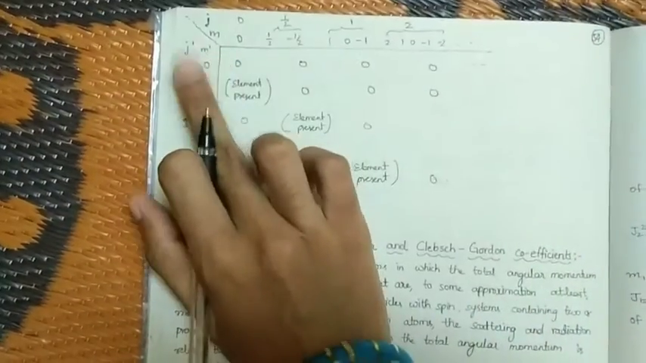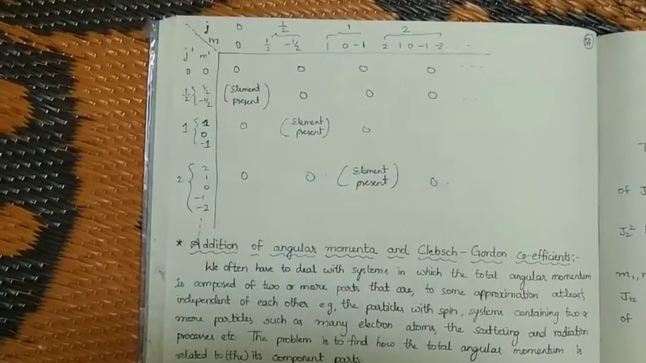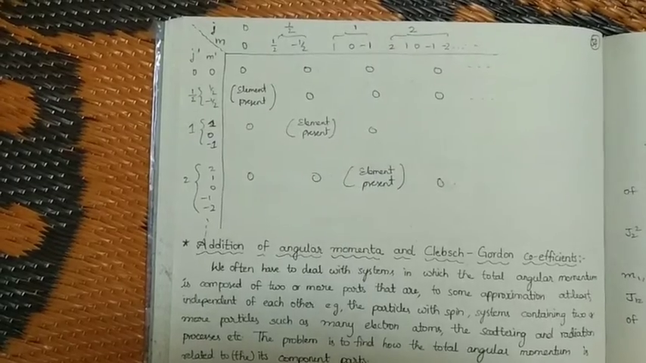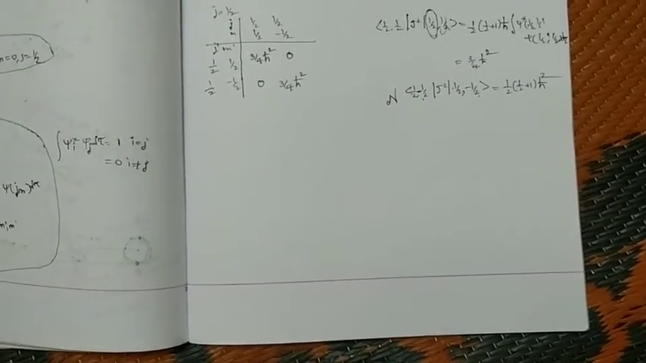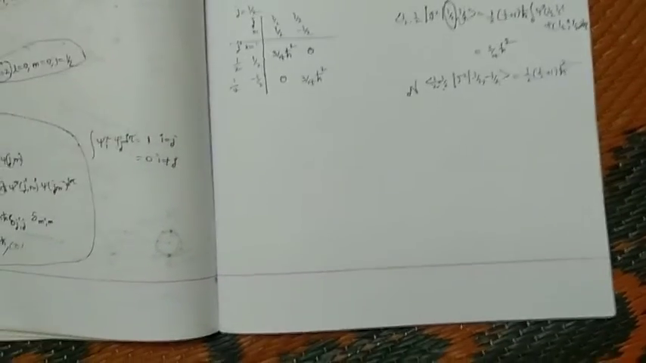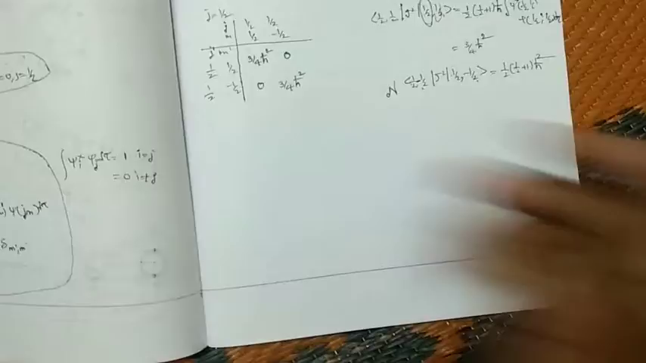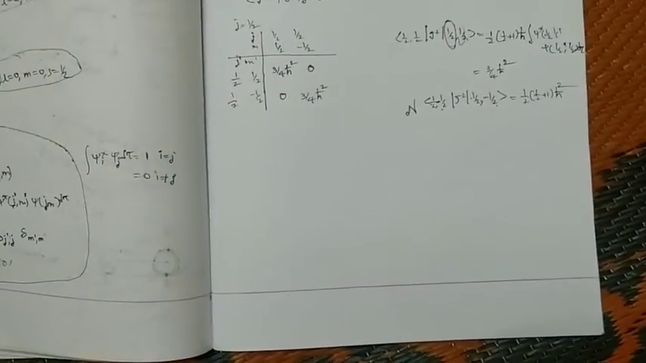Here also the same, j dash m dash. That is nothing but the matrix element form. So now let us derive the J plus matrix element for the j value equal to 1. For j equal to 1, we are going to derive the J plus matrix.